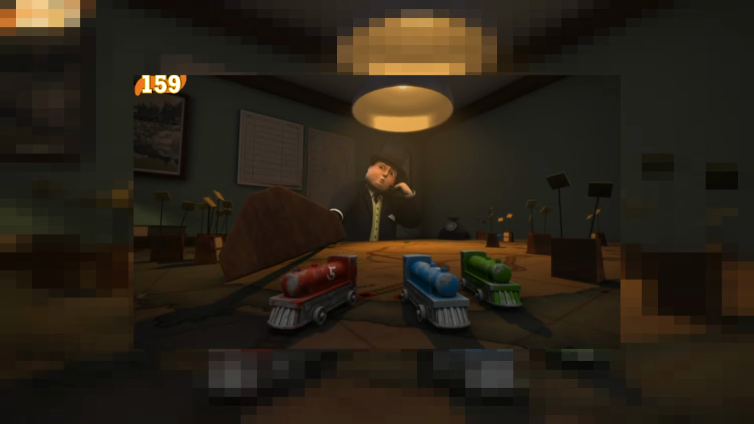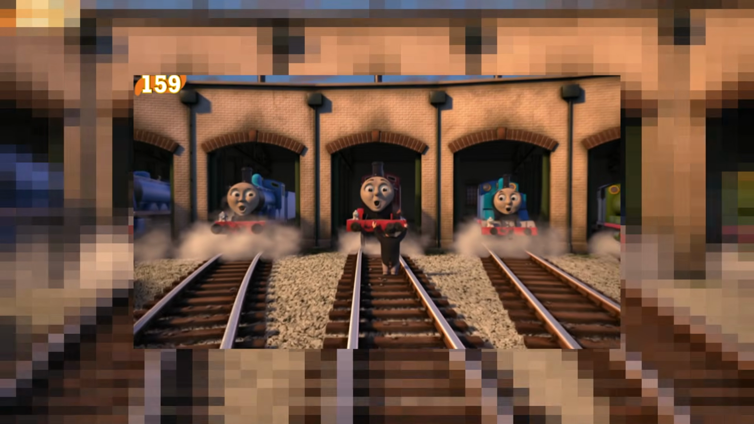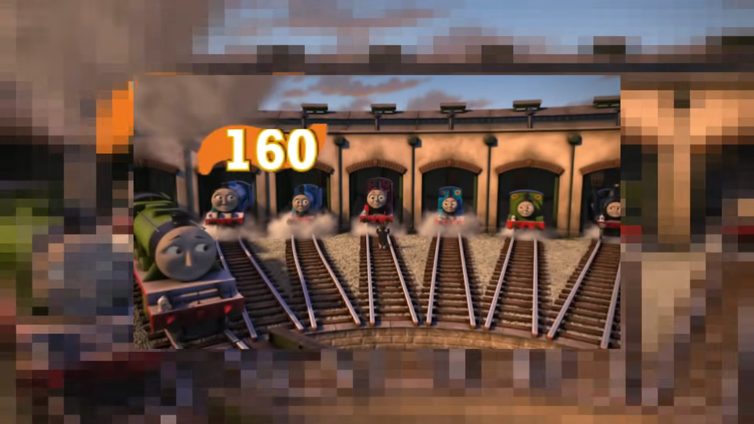The chip brake that the Fat Controller had earlier also makes a return. And he even conducts the engines when they're singing with it. Get it? Because he's a conductor and he's conducting them? I see what you did there, Andrew Brenner.